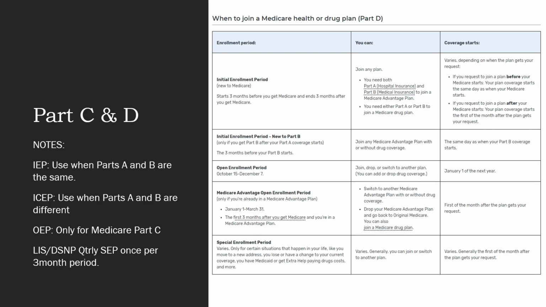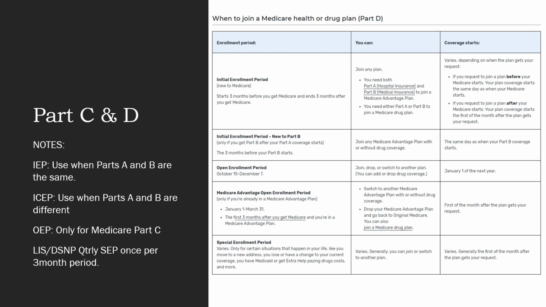So here's the list of the Part C and D enrollment periods. The initial enrollment period, that's when they're first new to Medicare. They have 3 months before and 3 months after to sign up for a Medicare Advantage plan. The initial enrollment period new to Part B, that's for someone who is just joining a Medicare Advantage plan without drug coverage or with drug coverage, and this is anytime they're new to Part B.